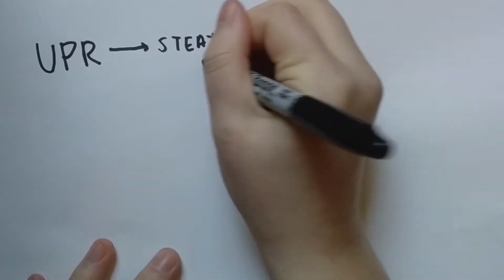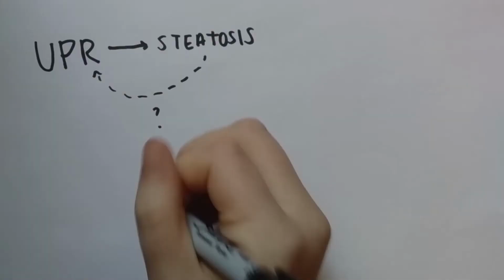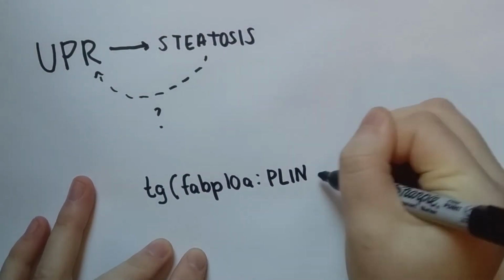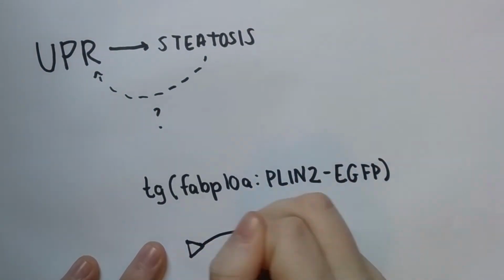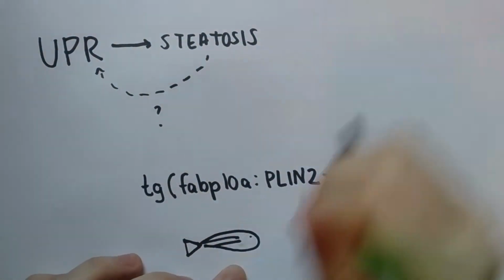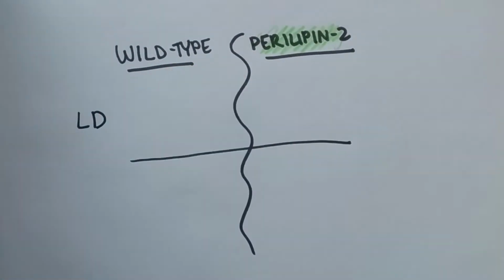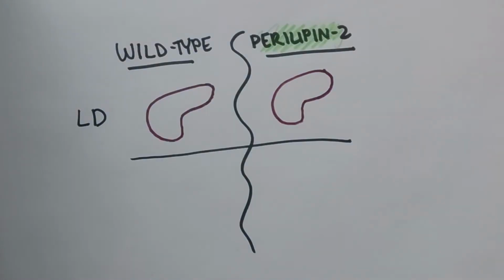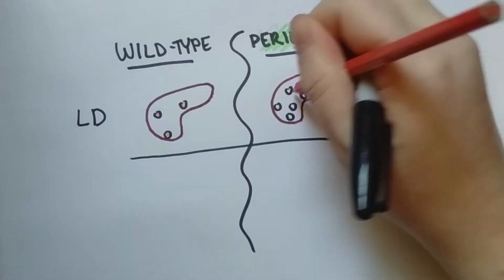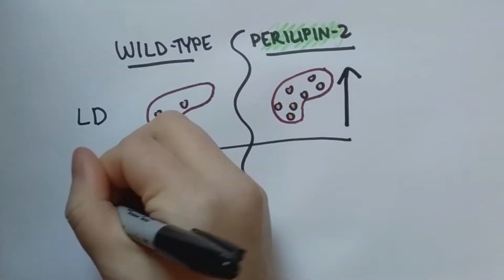To assess the significance of lipid droplet accumulation and its influence on the UPR, I used a transgenic zebrafish line overexpressing the cytoplasmic lipid droplet protein perilipin-2 in hepatocytes. Lipid droplet accumulation was significantly higher in perilipin-2 zebrafish compared to wild-type controls.